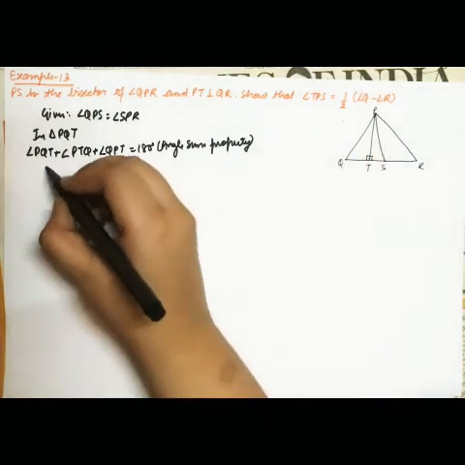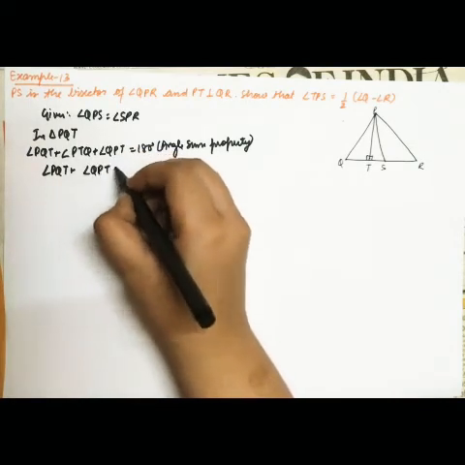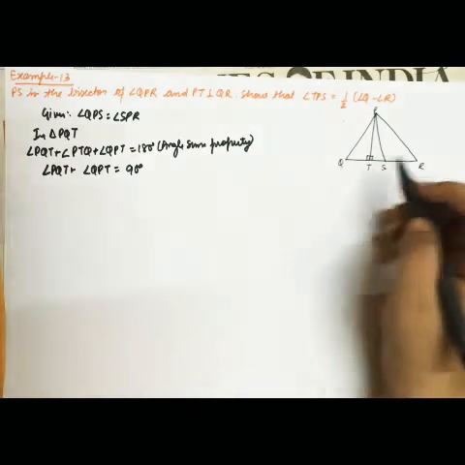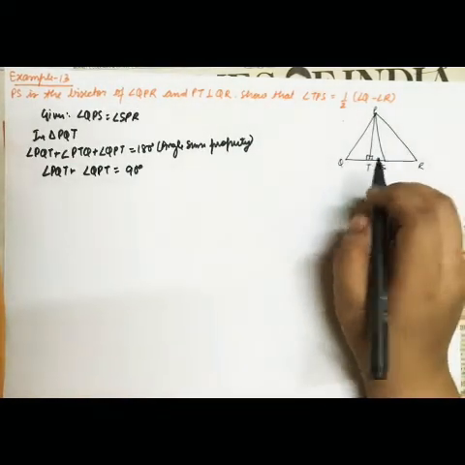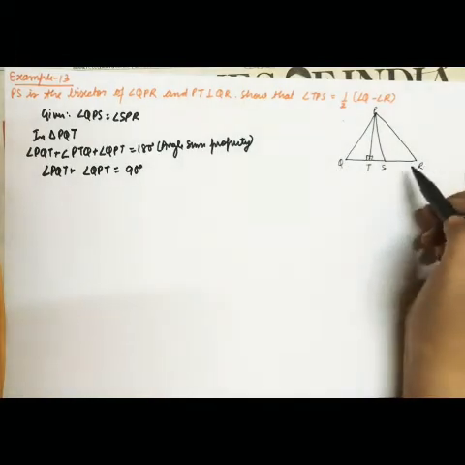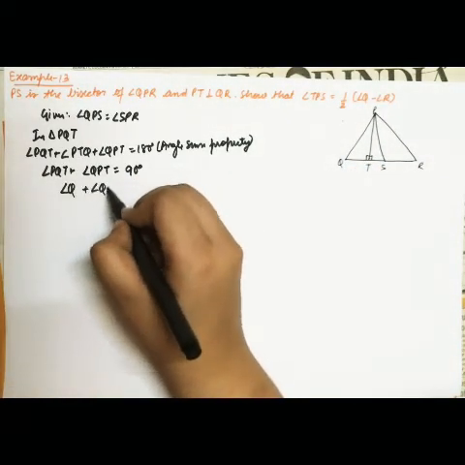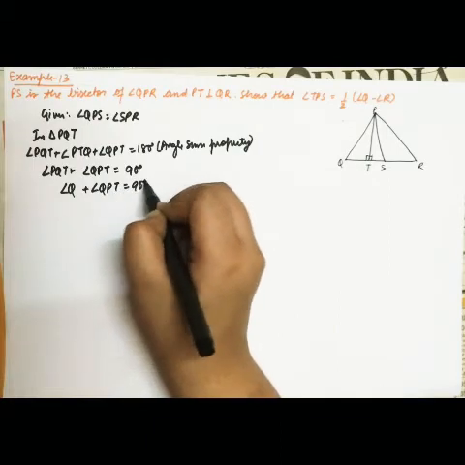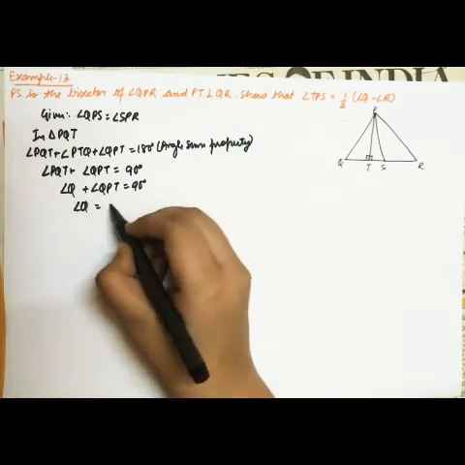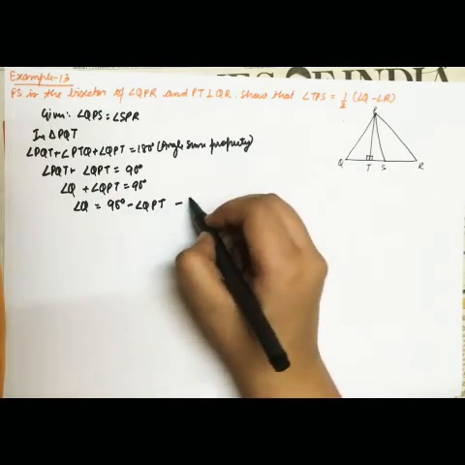Now angle PQT plus angle QPT is equal to 90 degrees. Why? Because angle PTQ is nothing but 90 degrees. So now angle PQT, which is angle Q, plus angle QPT is equal to 90 degrees. Therefore we can write it as angle Q is equal to 90 degrees minus angle QPT. We will mark this as 1.